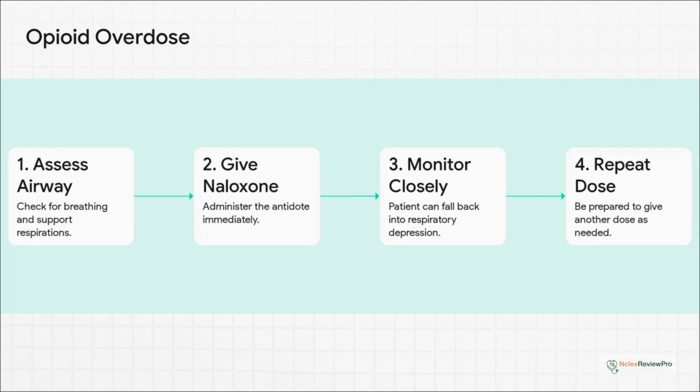But listen, and this is so important, your job is not done once they wake up. Naloxone has a much shorter half-life than most opioids. That means it wears off faster, so the patient can wake up, but then, as the naloxone fades, the opioids still in their system can cause them to fall right back into respiratory depression. You have to be right there watching them closely, ready to give another dose.